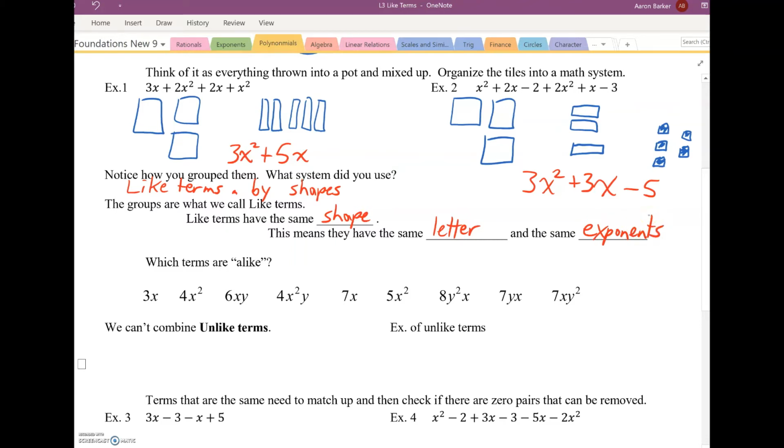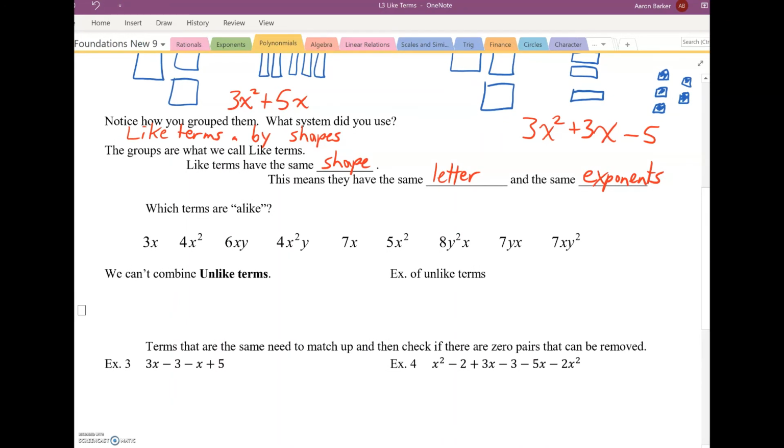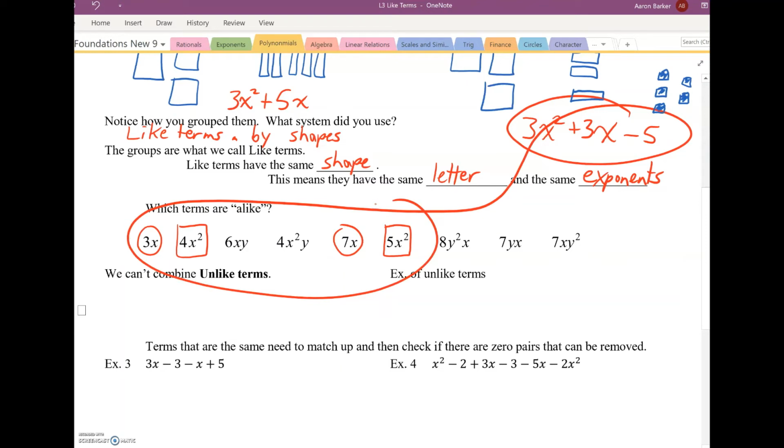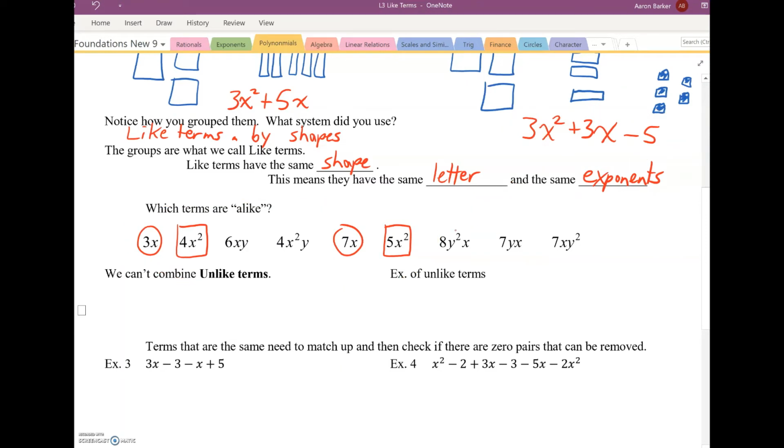Okay. So which terms are alike in this little group of terms? So let's start with the x terms. Which ones are the x terms? Well, we have 3x and 7x. And that's because they have the same letter, same exponents. We also have x squared terms, which are different. So they are not the same as x's. So to show that they are different than x's, we will use a square box around them. So those are x squared terms. They are different. We cannot combine our x's and our x squareds. You see up here, we have to leave them separate. Exact same thing down below. You cannot combine them together.